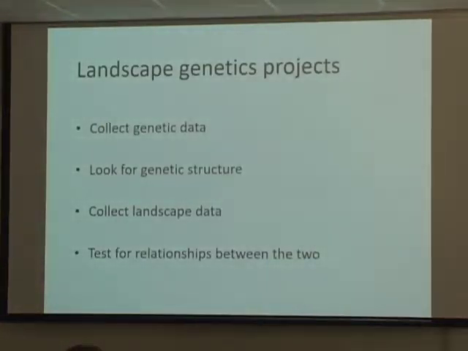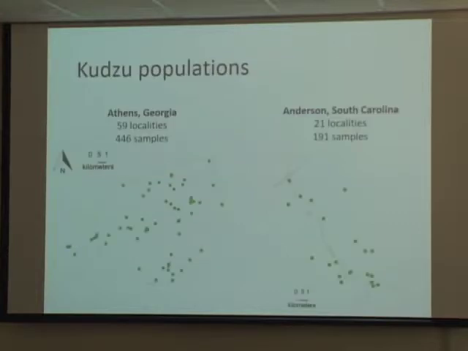In order to do a landscape genetics project, I need to collect genetic data, look for genetic structure, collect landscape data, and then test for a relationship between the landscape data and genetic structure. So now I'm going to walk through how I did each of these 4 steps. In order to understand how vines are spreading, I have to collect samples from across the landscape. So I need a lot more populations than the 6 I had in the previous study. And since I'm interested in urban areas, I collected samples from across Athens and across Anderson, South Carolina. Anderson, South Carolina is about 50 miles away, and it has a roughly similar size, elevation, and climate as Athens.